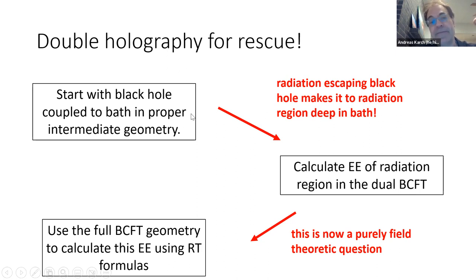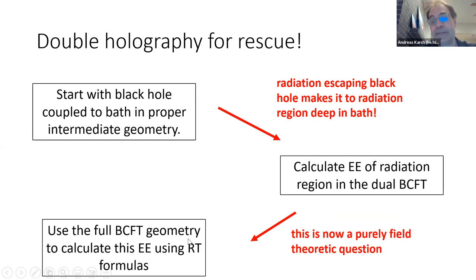So by that time, you can phrase what happened to this black hole in the intermediate picture as a calculation of entanglement entropy of this radiation region in the dual BCFT. So you use the intermediate picture as an excuse of saying, if I calculate this entanglement entropy in the BCFT, that had something to do with the evaporation of the black hole in this proper intermediate picture, the well-defined one, where I didn't study the black hole at all. Nobody has studied the black hole in the proper intermediate picture, but I know in principle I can do it. And that in the end becomes a question about entanglement entropies in the BCFT. But now this is a purely field theoretic question. If I can't answer in the original dual, I answer in the other dual.